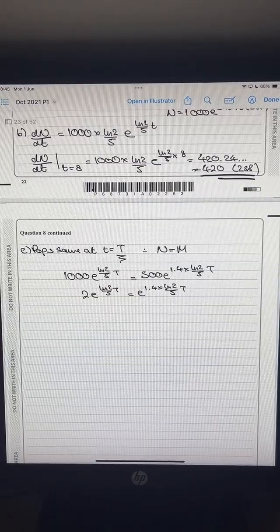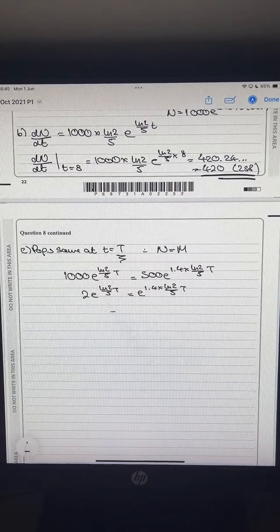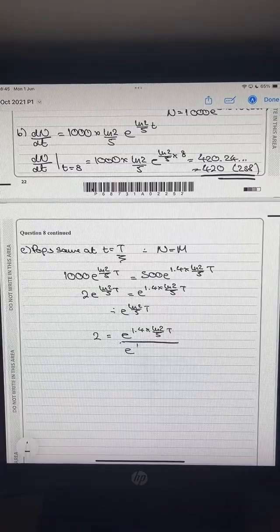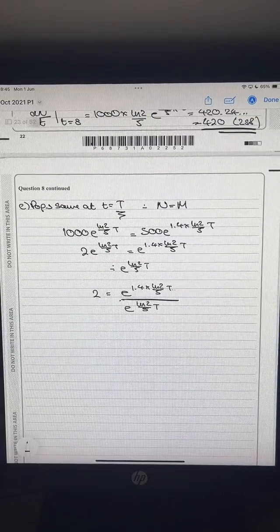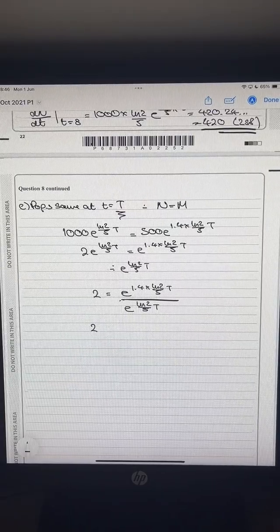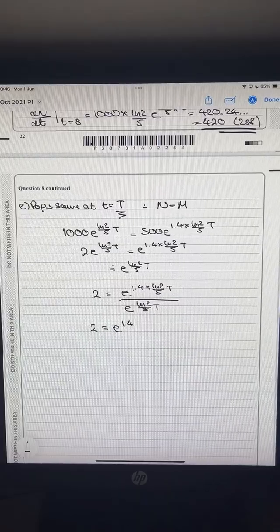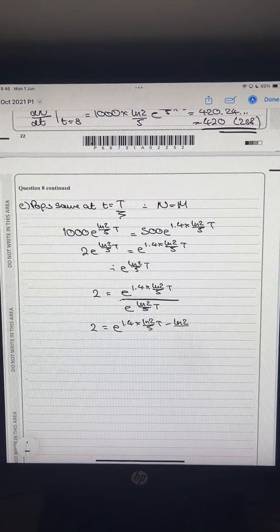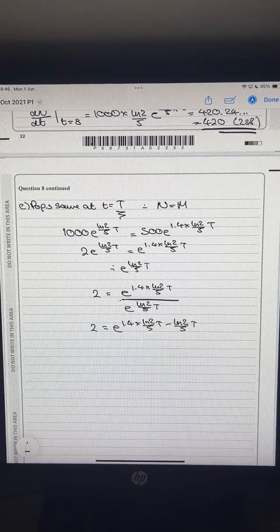I've said ln 2 over 5 a lot of times. Okay, cool. So now I want to solve for t. I'm going to divide both sides through by e to the ln 2 over 5t to bring it all onto one side to make it easier. So I have 2 equals e to the 1.4 times ln 2 over 5t divided by e to the ln 2 over 5t. And if I'm doing same base to a power divided by each other, that's the same as 2 equals e to the top value's power, 1.4 times ln 2 over 5t, minus the bottom value's power, ln 2 over 5t. So this is just index laws with division.